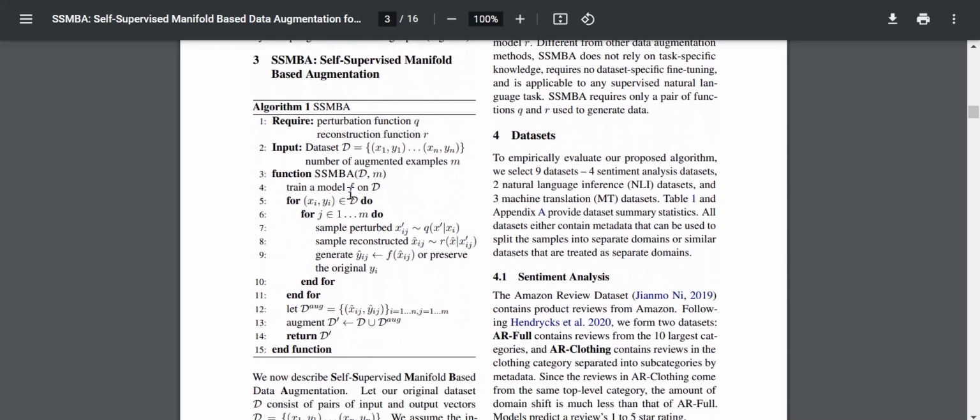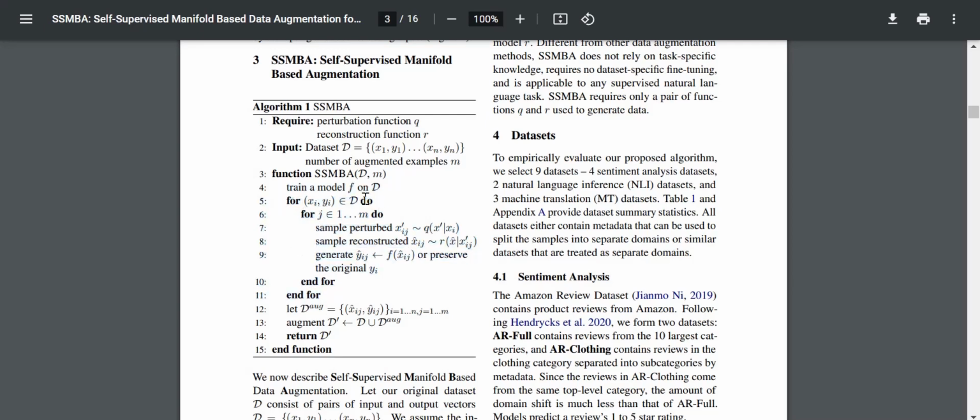Alright, so let's have a look at the algorithm. The perturbation function is Q, the reconstruction function is R. You have M samples. You train a model F on D. So for a given pair in the original data set, you do a random perturbation, then you reconstruct it, and you generate a new sentence. Basically what you've done is you've generated a new sample, then you're using the trained model to generate a new label, or you preserve the original label, and then this is the end of the loop.